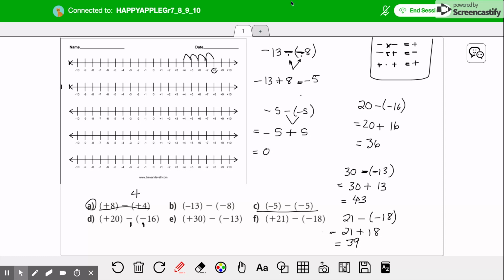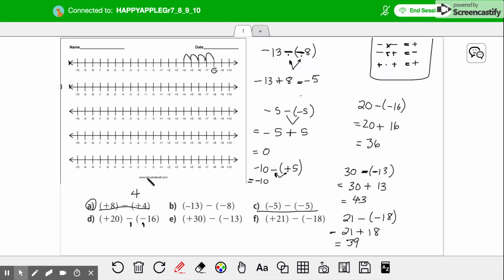Okay, so these were all sort of the same. So supposing I gave you -10 minus +5. So what does a negative times a positive give you?